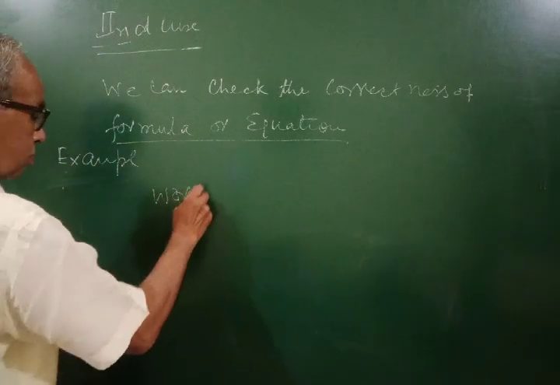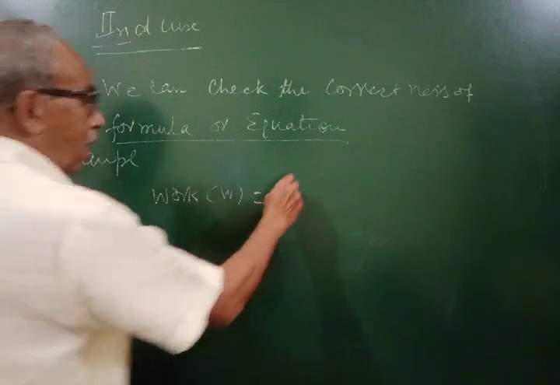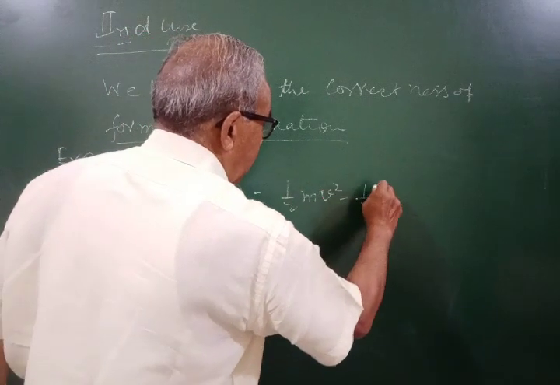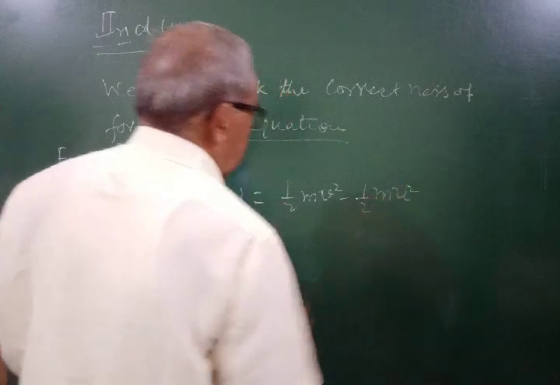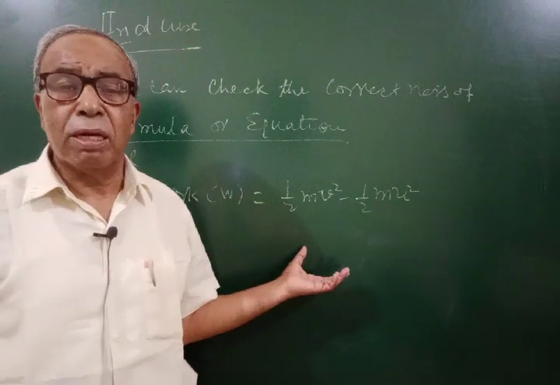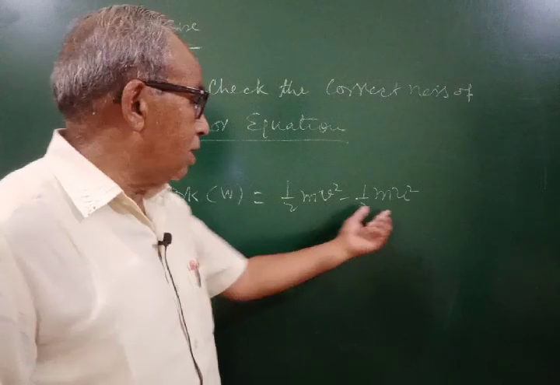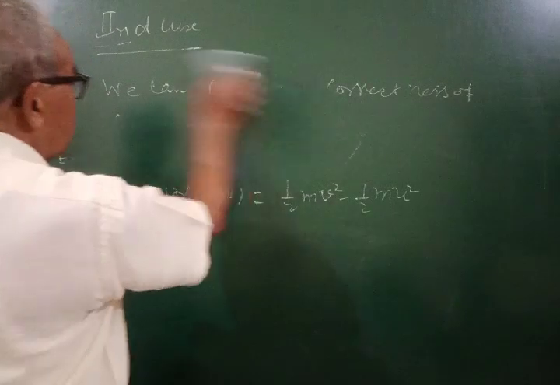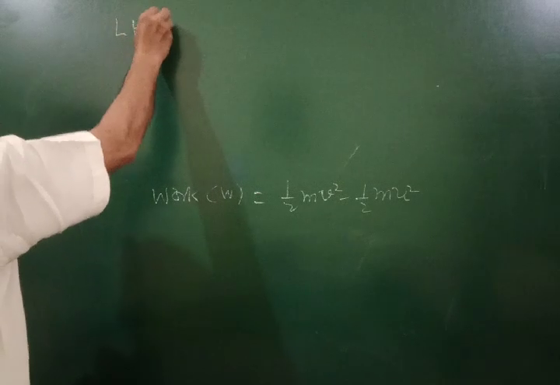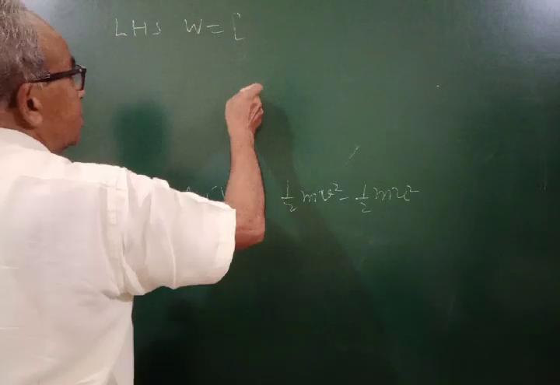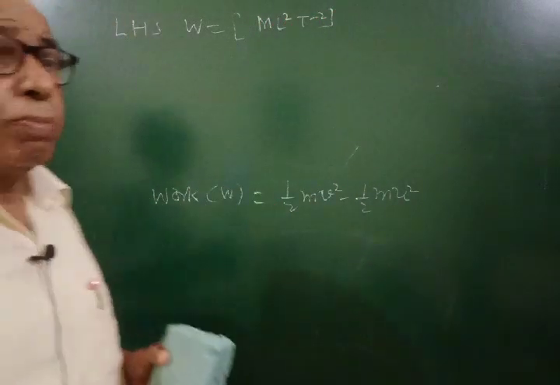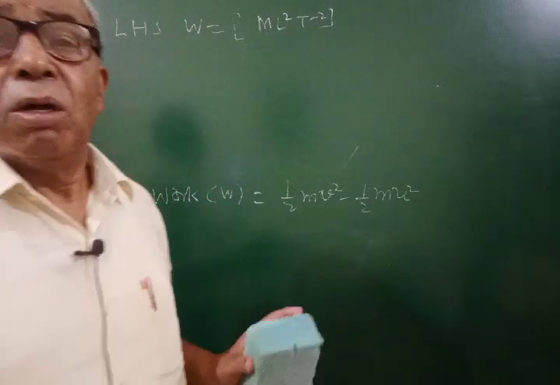For example, I write here work done W is given by half mv square minus half mu square. You know, half mv square is the term for kinetic energy, the final kinetic energy, and this is the initial kinetic energy. It means change in kinetic energy equals work done. You have to check the correctness of this. So on the left hand side we have work. W has dimensions M L^2 T^-2. When you do problems, you can remember the dimension. Only the method.